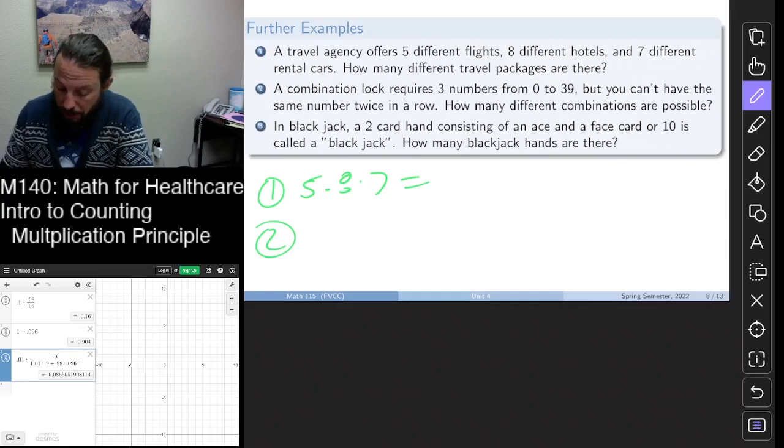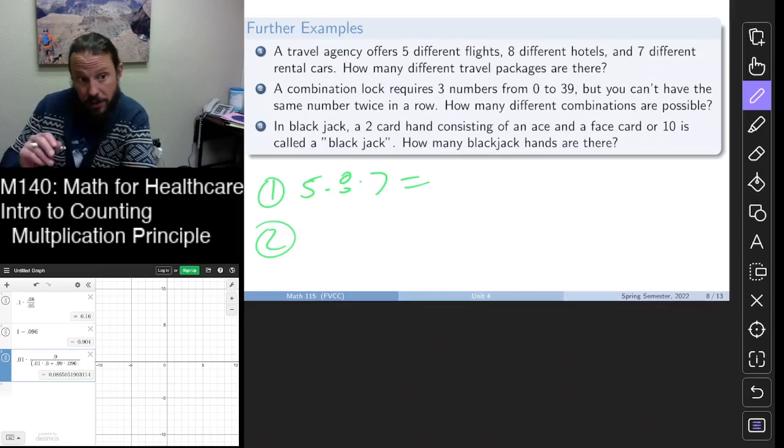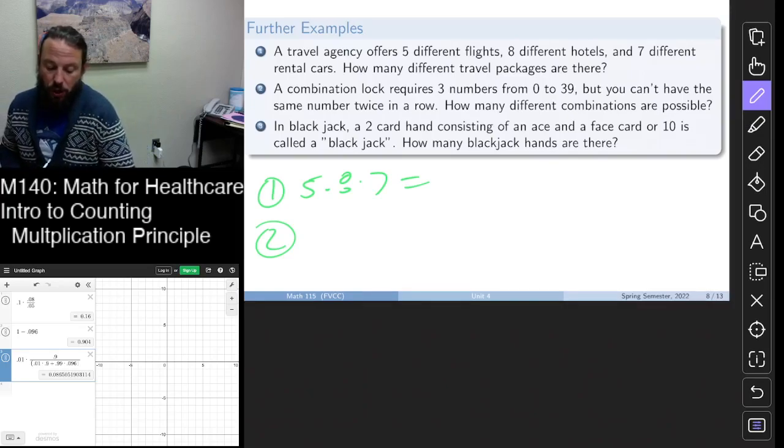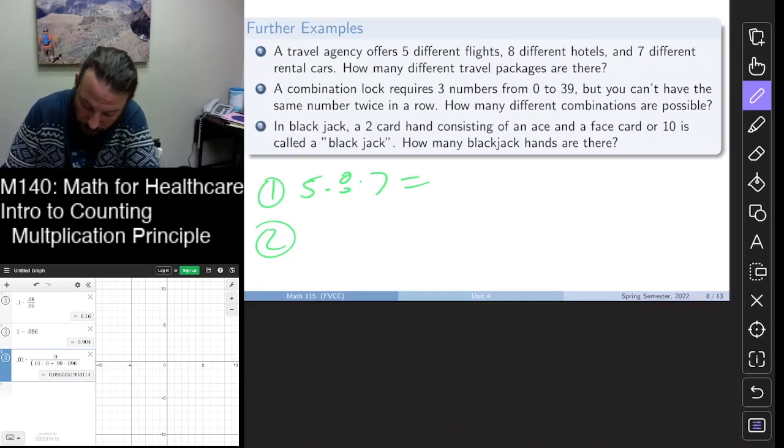A combination requires 3 numbers from 0 to 39. So now this is more of a spinner. It's not digits. But you can't have the same number twice in a row. How many different combinations are possible? This is a little trickier.